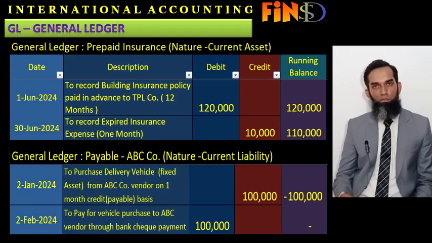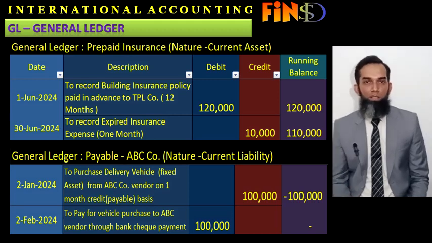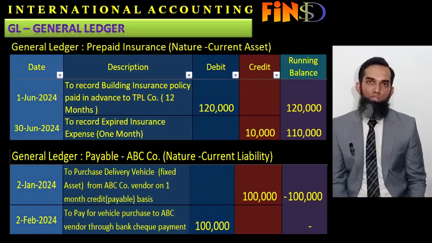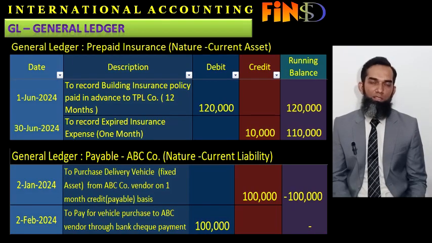The value of that payable was reduced on 2nd Feb, and the value now is nil in the payable ledger. Nothing has to be paid after 2nd Feb 2024, because all the liability has been paid to the vendor, and the running balance is zero. That zero balance will be shown on the trial balance as well as in the balance sheet and all the accounts.